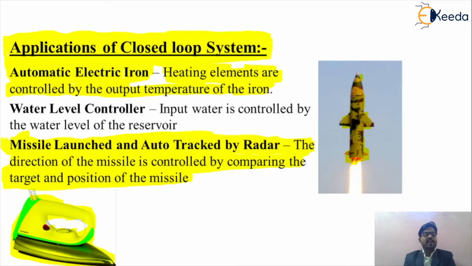Similarly, we can take the example of the water level indicator using the closed loop control system. In the water level indicator, we use different water level sensors, and depending upon the sensor we can control the level of your water. This is an example of an application of your closed loop system. Friends, these are the day-to-day examples of your closed loop control system.